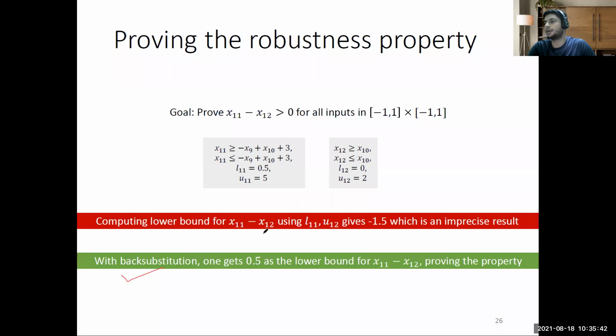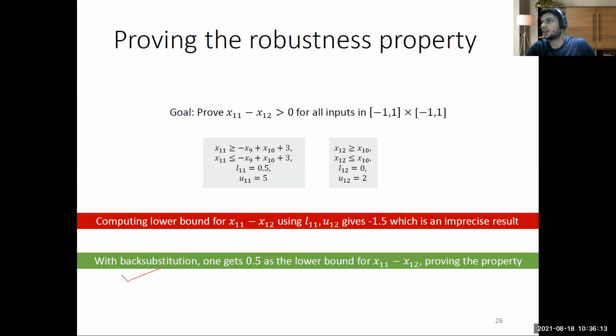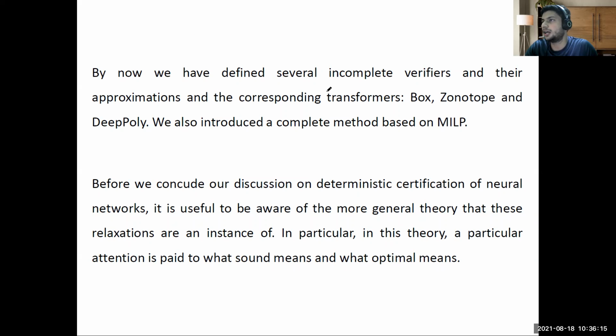So this is a good example that even though we were using deep poly, if we are not back substituting, we may lose the precision. Deep poly, defining the constraints in this way with back substitution, gives you a much better result. In practice, deep poly is quite popular, and it's quite precise, even being an incomplete method, and it's scalable too. So this is kind of the end of the symbolic regions.